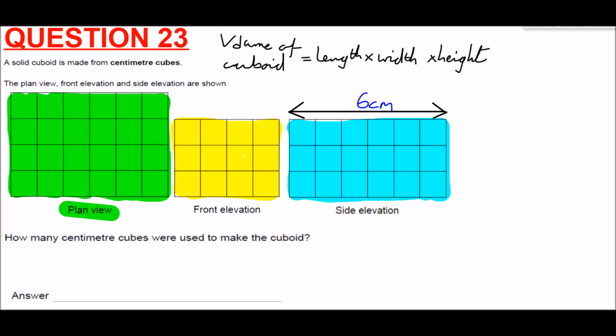And the front elevation tells us how wide it is, which we can see here, is 4 centimetres because it's 4 squares wide. And both the front elevation and the side elevation show us how high it is. So how many squares high? It's 3 squares high.